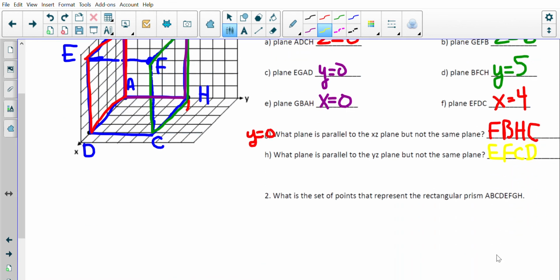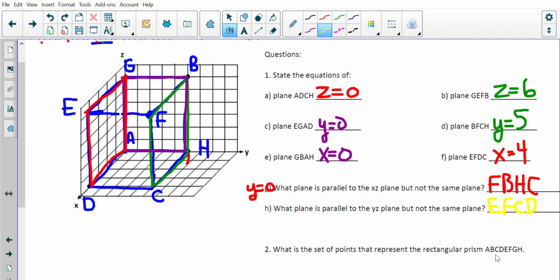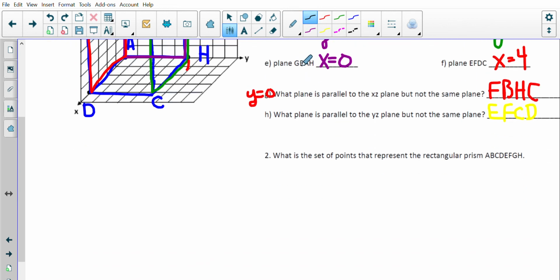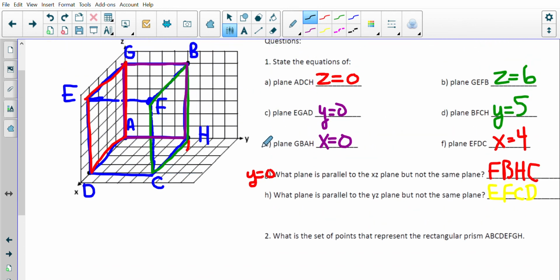And there we go. Now the last thing it says, what is the set of points that represent the rectangular prism? So what is the range, kind of basically the domain and range? We've done that before, but the domain and range always refer to a two-dimensional figure or drawing. In this case, we have three-dimensional. So we just say it's what's the set of points?